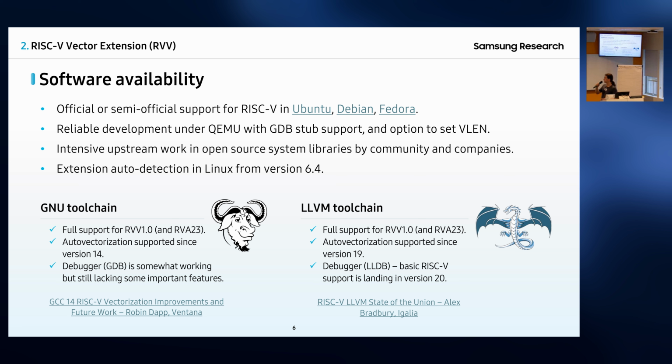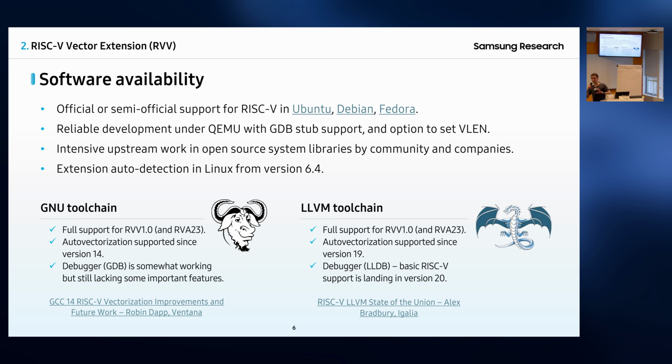In terms of toolchain, we have GNU and LLVM. Both fully support RVV 1.0 and RVA23 for that matter. There is upstream auto-vectorization support. So basically you write your regular C code, for example a for loop, and the toolchain automatically transforms your code to vector instructions. It's already upstream, already released in both GNU and LLVM.